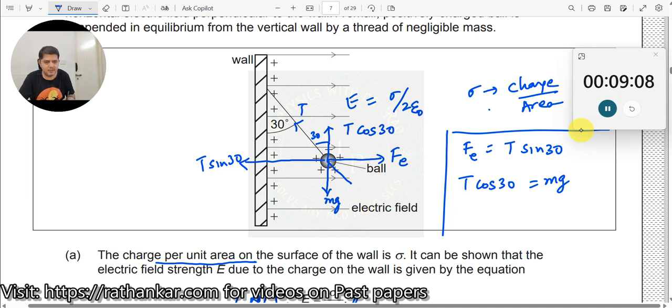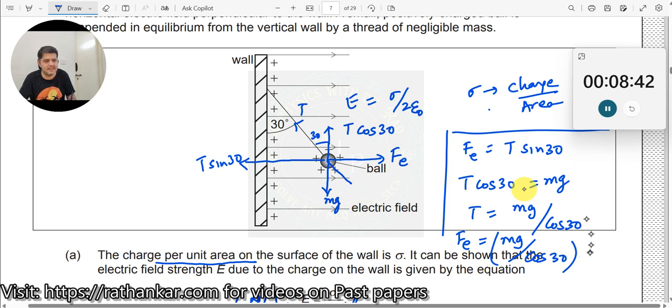So now what do we do? We cannot stop here. Since they asked for horizontal force, you cannot stop here because the value of tension is not known. We need to get the value of tension from here, right? So tension T is equal to mg divided by cos 30. Let us substitute this. So when I substitute, what do I get? I get Fe is equal to mg divided by cos 30 multiplied by sin 30. Sin 30 is in the numerator here, right? So which will now be equal to mg tan 30.